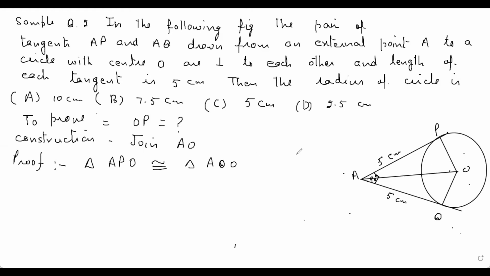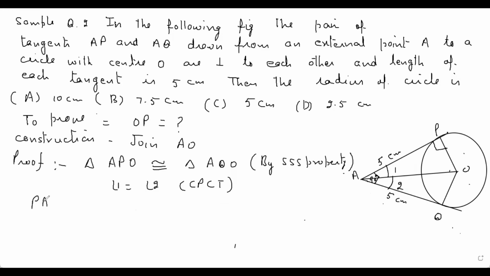So it means this angle 1 is equal to angle 2. By CPCT, angle 1 is equal to angle 2. So you can prove it yourself. Both the triangles are congruent. So angle 1 is equal to angle 2 by CPCT. I am going to write here by SSS property. Now angle 1 is equal to angle 2 by CPCT.